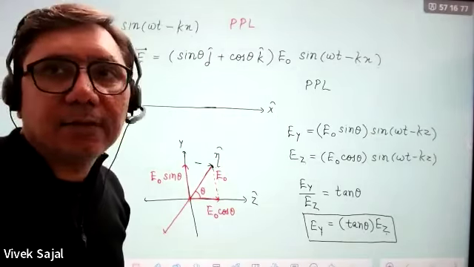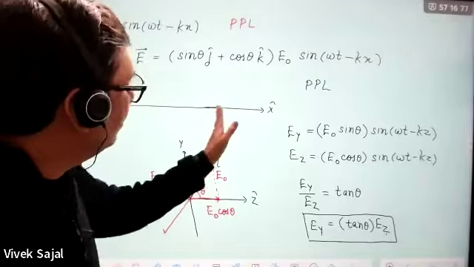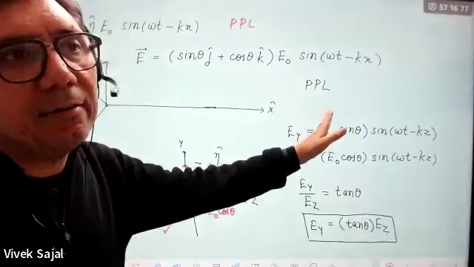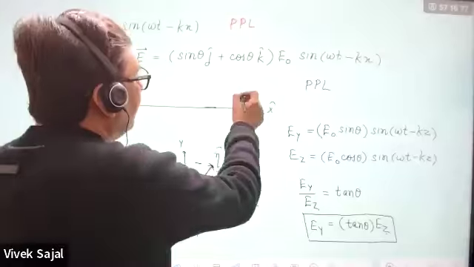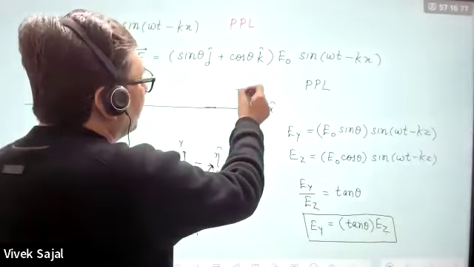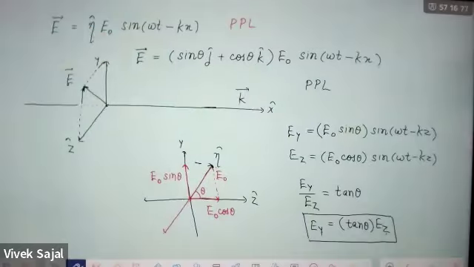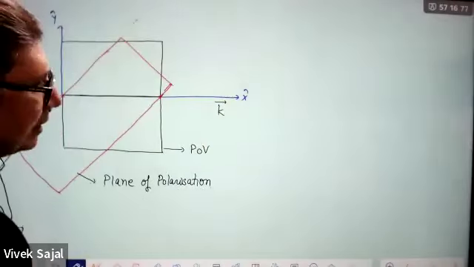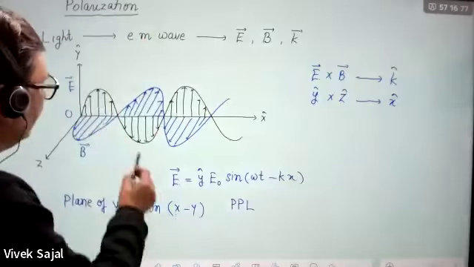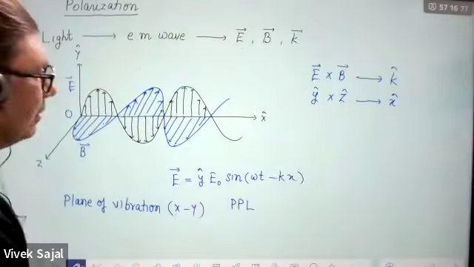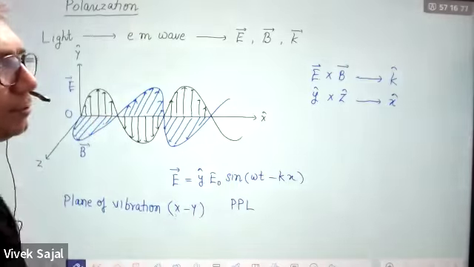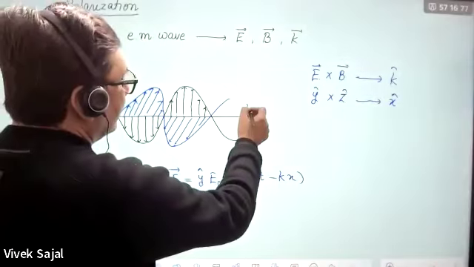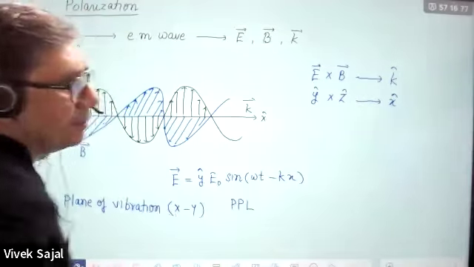In an electromagnetic wave, the electric vector will be perpendicular to the k vector. In this direction the wave is propagating, so this vector will be perpendicular to the x cap direction or k vector. Even here, in this example, it is propagating in the x direction. The electric vector is perpendicular to this propagation direction, the k vector or x cap.